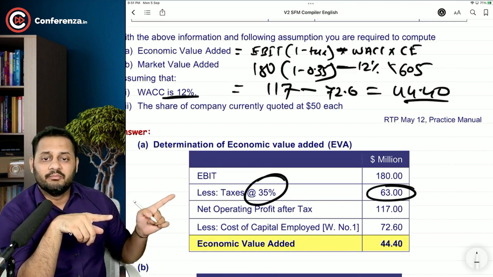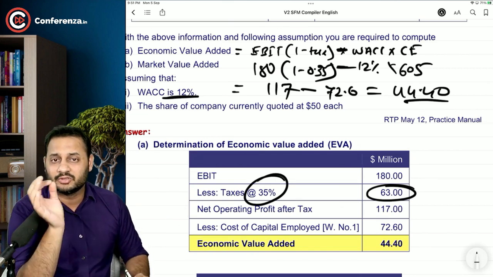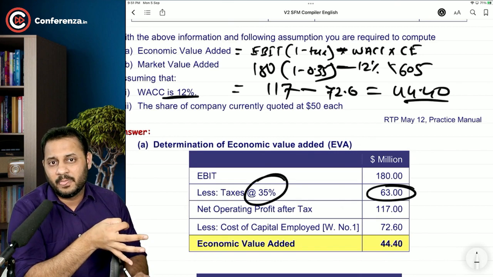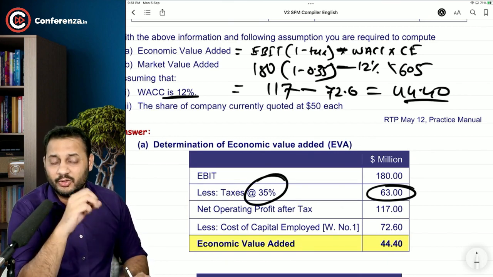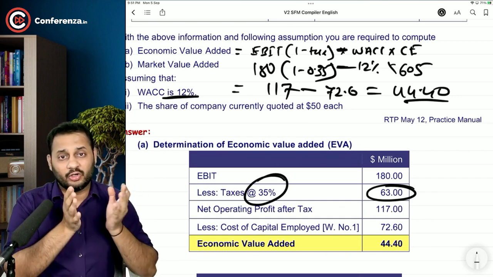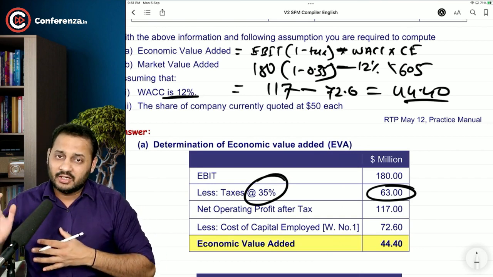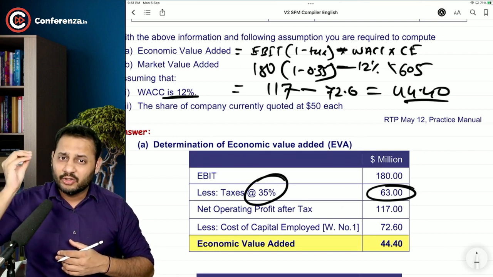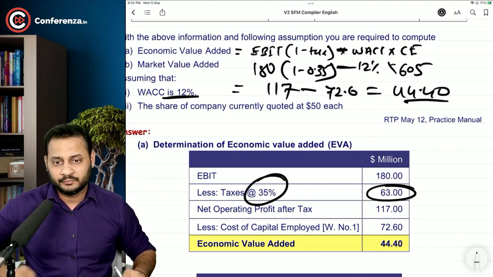So what did you learn out of this? That EBIT minus the tax rate is a proper answer, not the tax amount given in the question, because that tax amount includes the tax saving on interest, which is wrong for economic value added. It is wrong because economic value added is calculated from the angle of all stakeholders, not just the equity shareholders. And the profit and loss account is calculated according to equity shareholders. So taking the tax saving on interest in the profit and loss account is right, but not in economic value added.